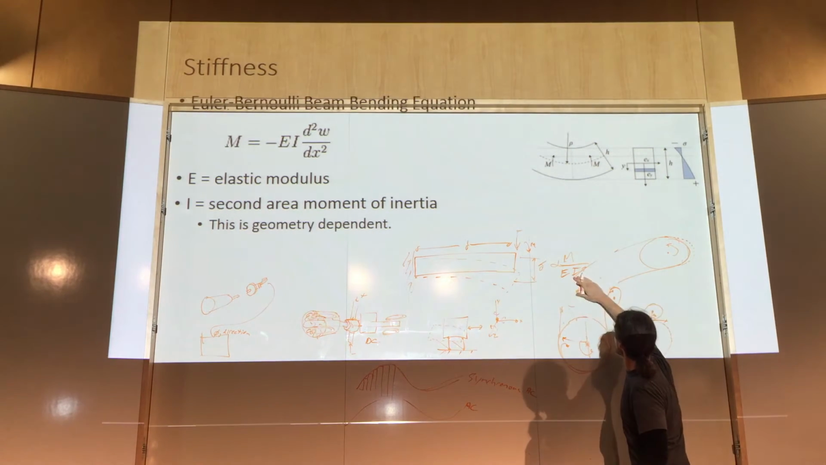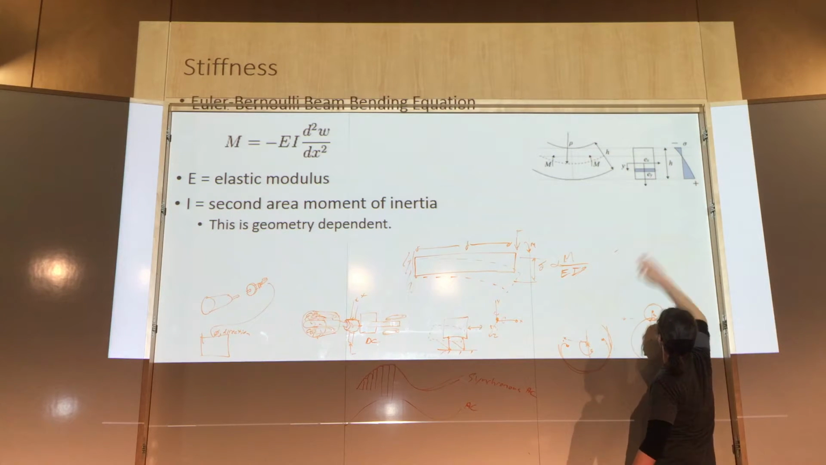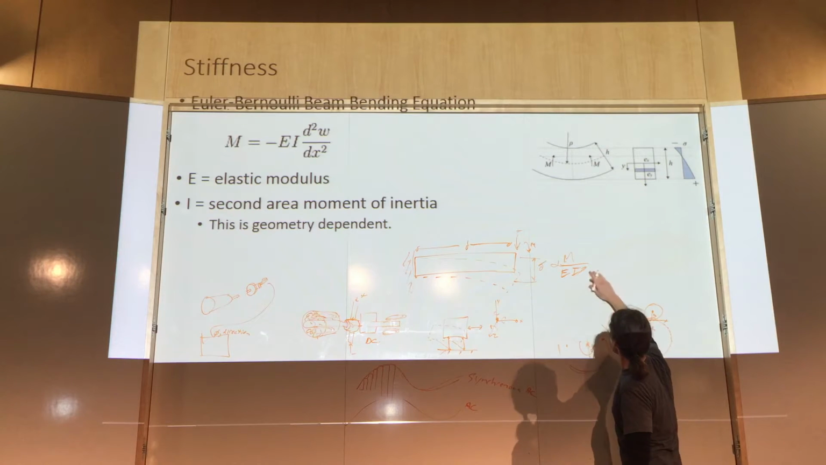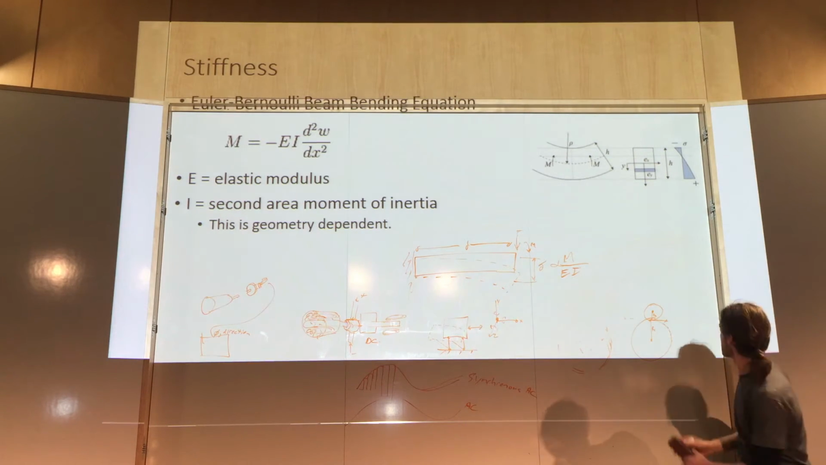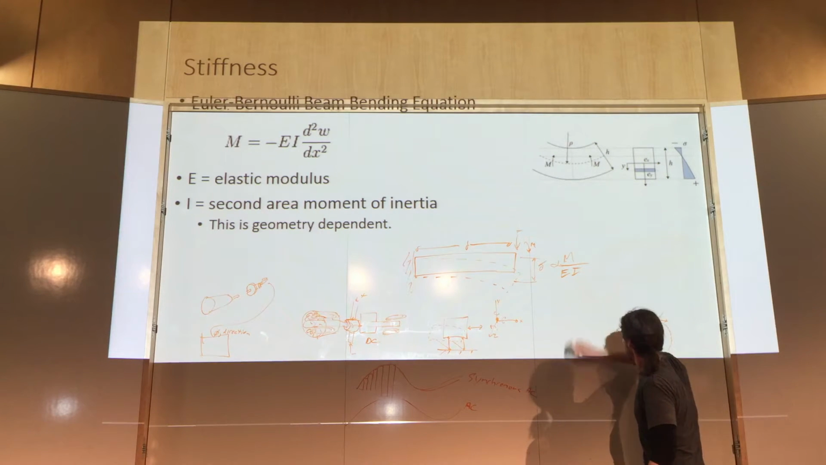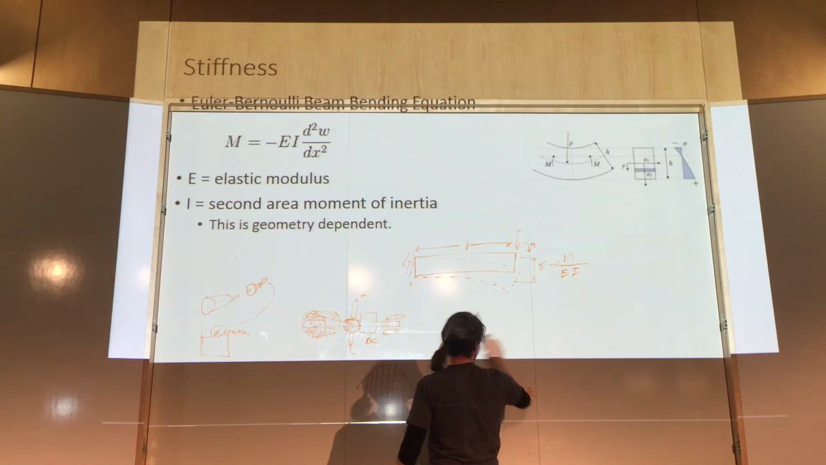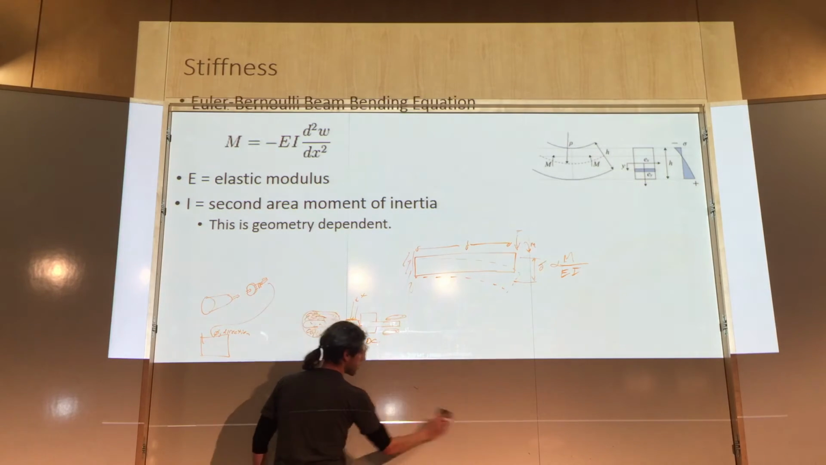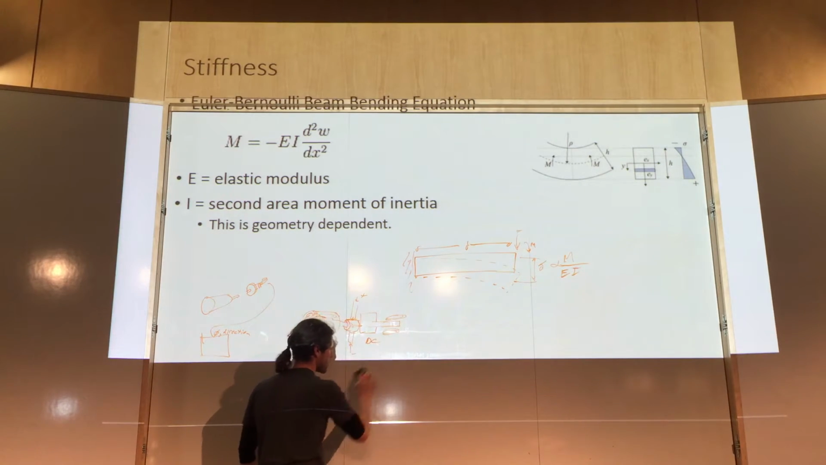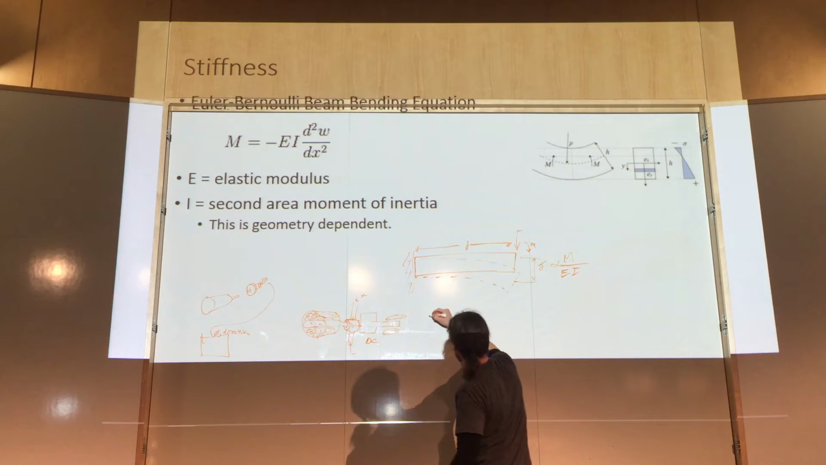So what is E and I? E is material dependent, and I is geometry dependent. What it means is there's only so much you can do with your material properties, right? There's only so many materials available for you to work with. There's a lot of materials, but there's only so many. And so E is a material property. E is your elastic modulus.